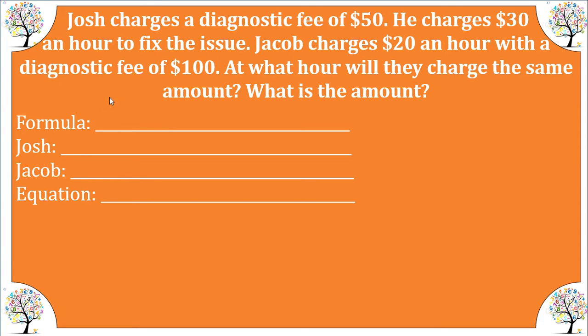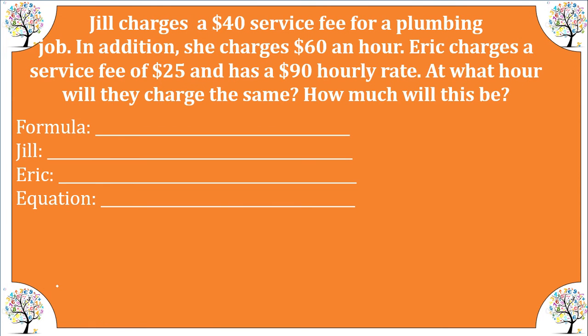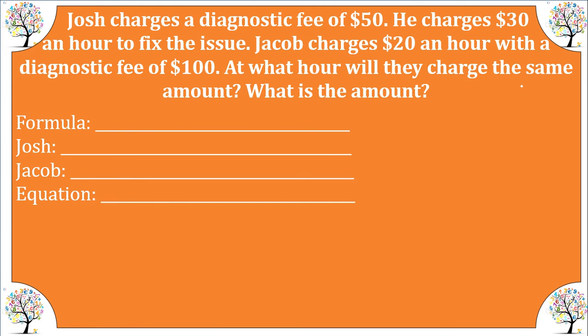So let's write a formula. The key word here is we want to know when they charge the same. So we want to know when the expressions equal each other. So we want to know when Josh equals the same as Jacob. Okay, now we're going to represent an expression for Josh and Jacob, and we're going to let X equal hour.